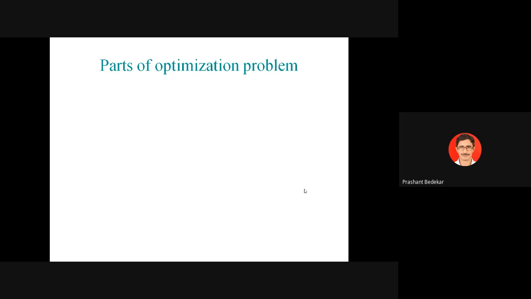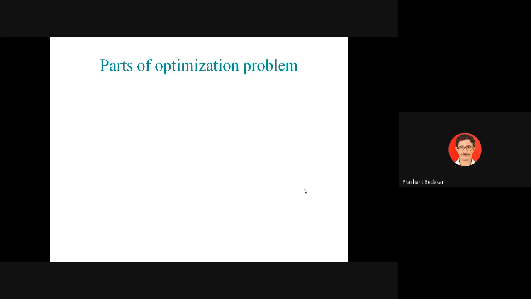And to formulate the problem, we should know what the different parts of the problem are, how the parts are written, how the problem is written. Only then will we be able to formulate the problem. So for that, it becomes necessary.